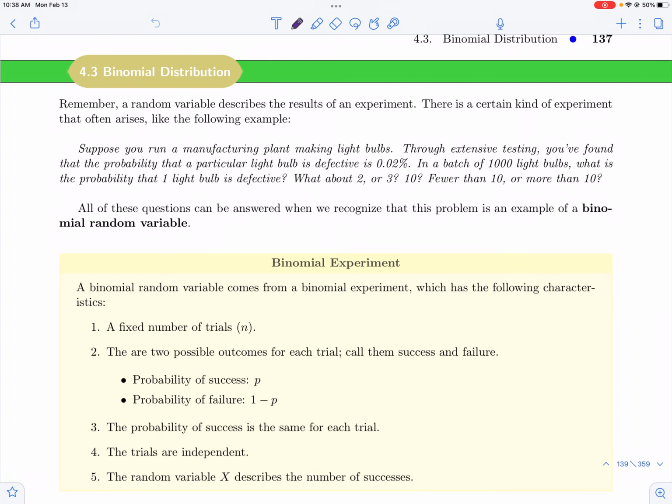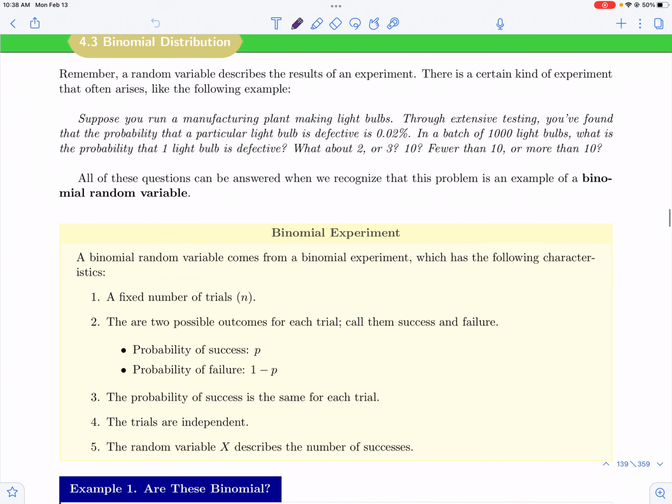So for our binomial experiments, they have to have the following characteristics. One, it has to have a fixed number of trials. And it always has to be two possible outcomes. So basically success and failure is what we're looking for. And so the probability of success is going to be P. Probability of failure is going to be 1 minus P.